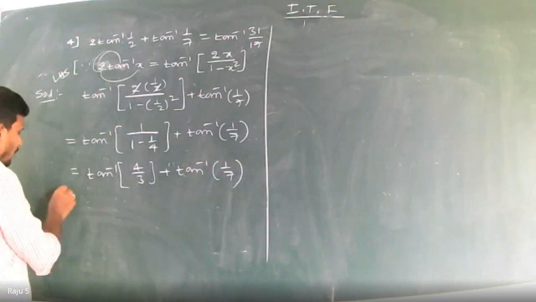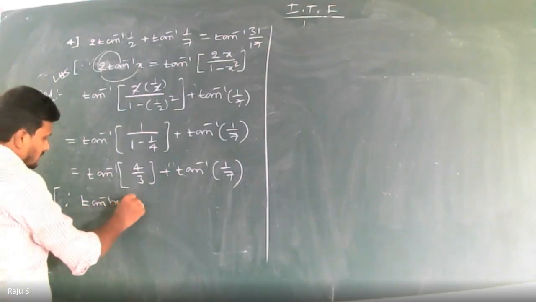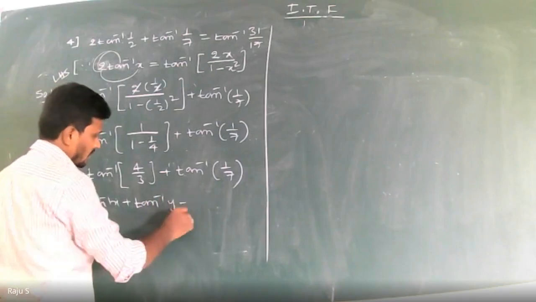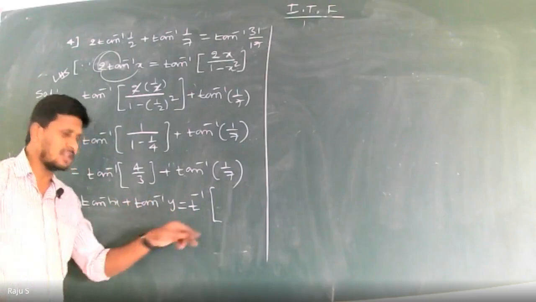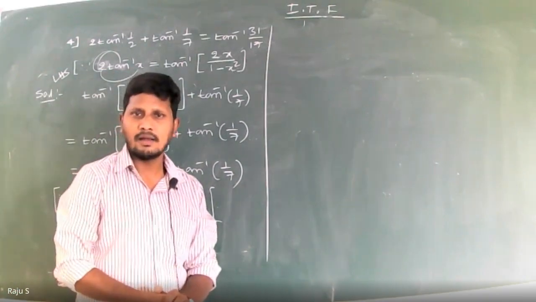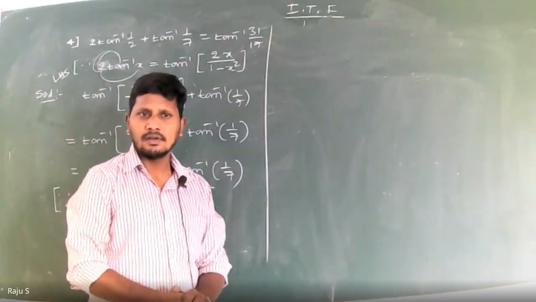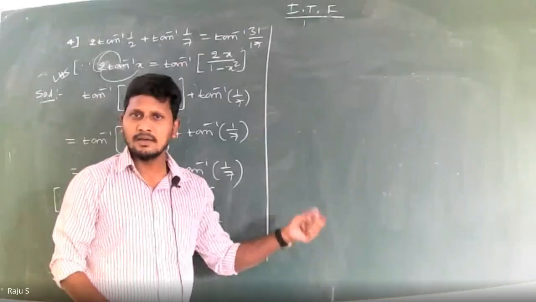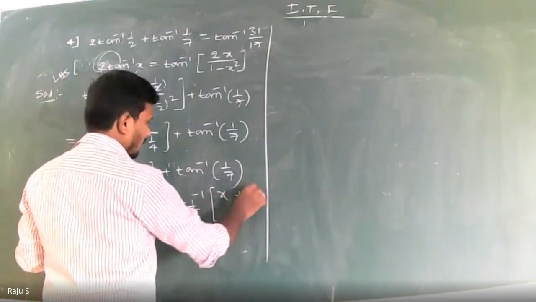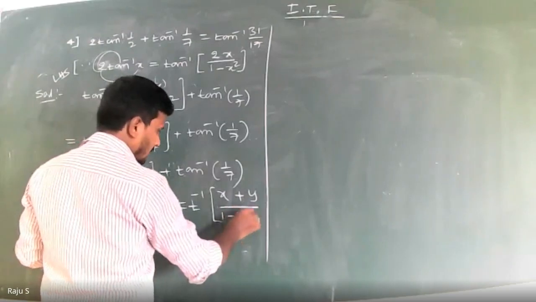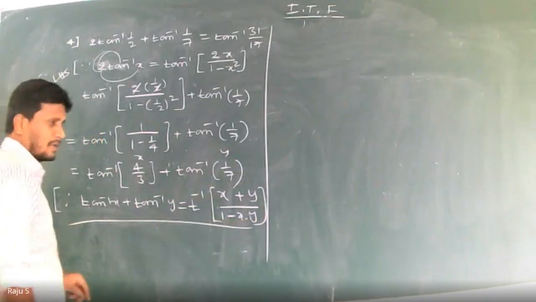Since it is in this form now, you can apply the property. This is in the form of tan inverse x plus tan inverse y. It is equal to tan inverse of, what is the formula? It is in the form of tan A plus B. What is tan of A plus B? Tan A plus tan B by 1 minus tan A tan B. Same way, tan A means x, plus tan B means y, by 1 minus x times y. So this is the x value, this is the y value. Apply this property and you will get the answer.